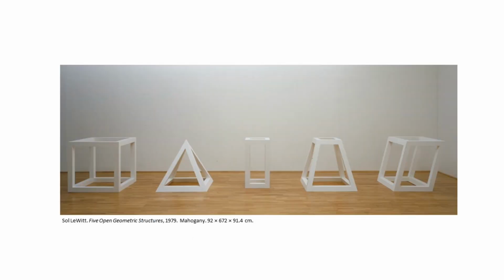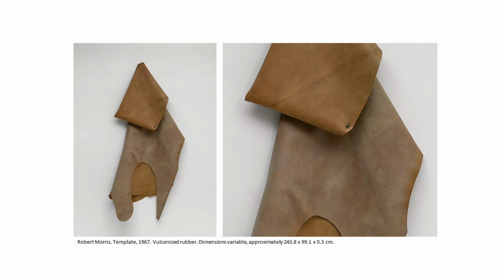Minimalist and post-minimalist artists obsessed over the fundamental materiality and presentness of sculpture. They pretty much focused their efforts on how to bring these qualities to the fore, and both shunned the modernist focus on internal composition. Sol LeWitt was an artist who, much like other minimalists, focused his efforts on primary structures. 5 Open Geometric Structures, 1979, would be a good example of both geometric form as well as negative and positive space. Here's a good example of organic form, Robert Morris's Template, 1967.